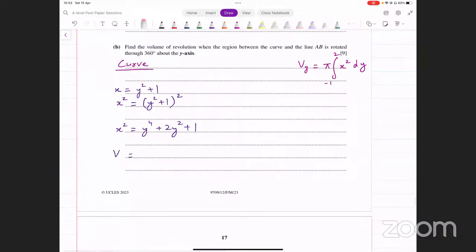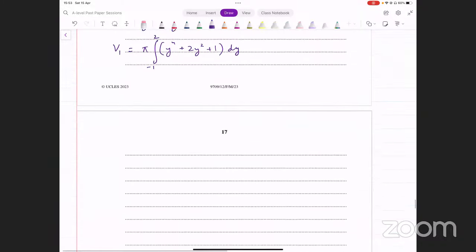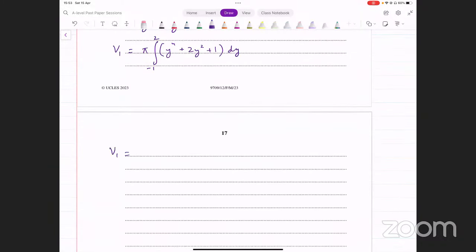V_y, let's call this the first volume. Let's call this V1. V1 हमारे पास क्या आता है? Pi into integral of x square, which is y raised to power 4 plus 2y square plus 1 whole integral with respect to y. Limits are from -1 to 2. ठीक है? इसको इंटीग्रेट कर लें. इसको इंटीग्रेट करें और आप क्या करें? उसमें लिमिट्स इनपुट कर दें.